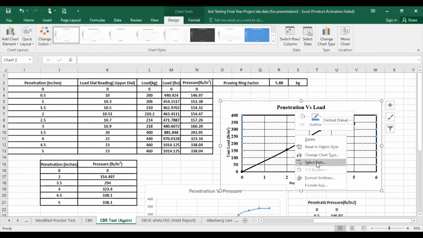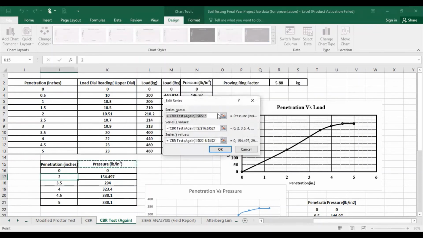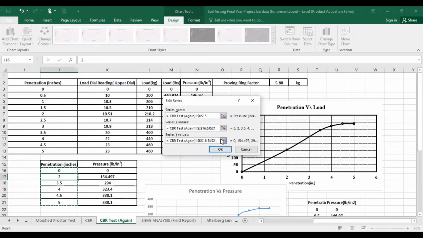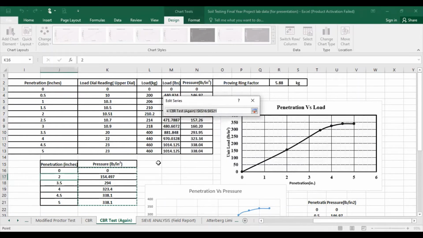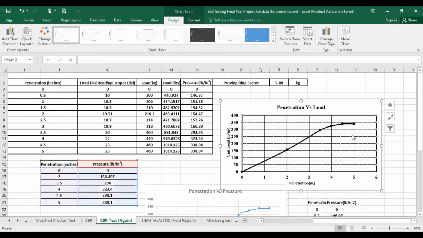I have to go into Select Data, again into the scatter diagram, and edit it. On the x-axis, you can see over here, I have taken penetration in inches, and on the y-axis, you can see pressure in pounds per square inch. So you can see, you will get this type of graph.